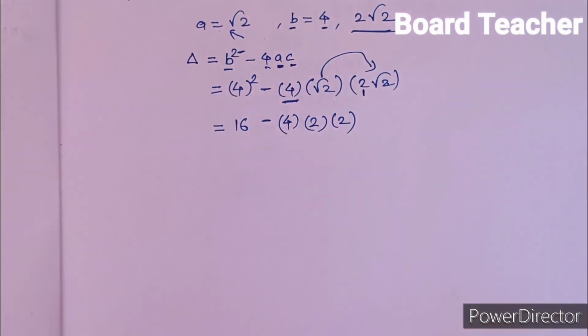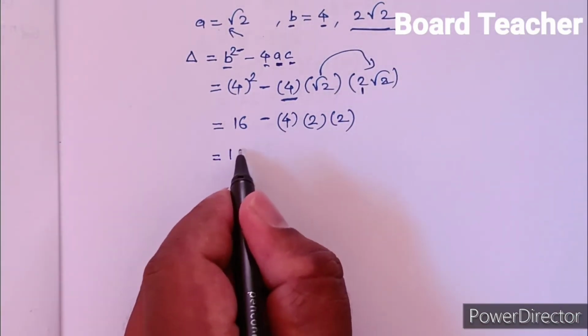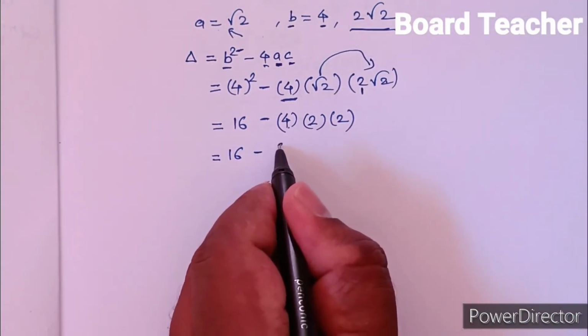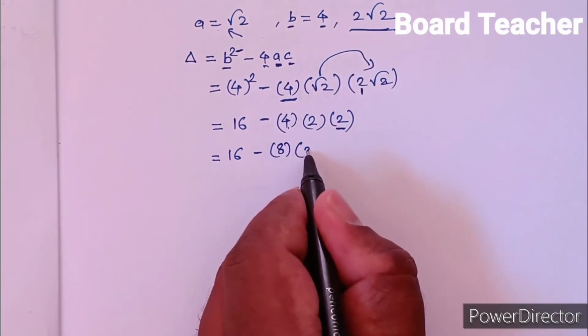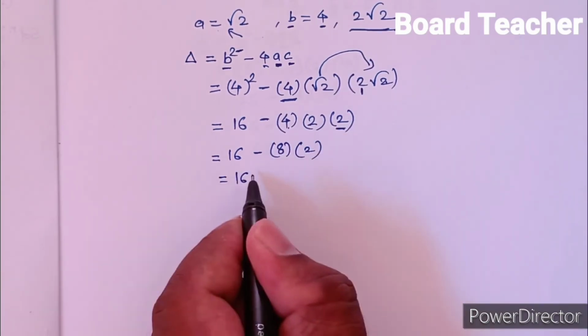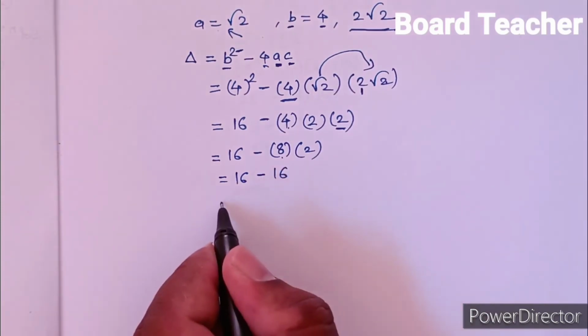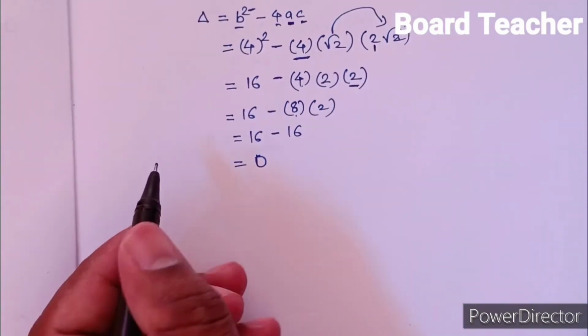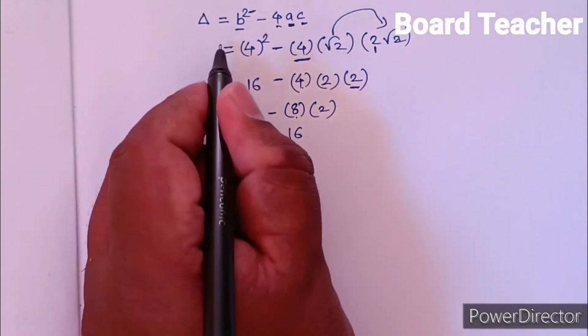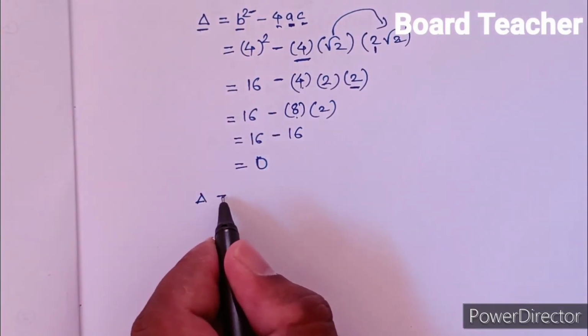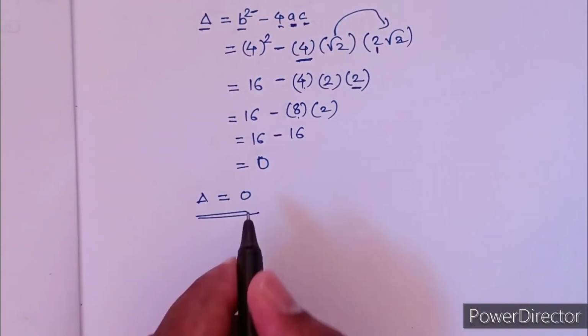Now this is the calculation. Delta equals 16 minus 4 into 2, that is 8, into 2. Now 16 as it is, minus 8 into 2, that is 16. 16 minus 16 is 0. We get the value of delta, delta equals 0 here.